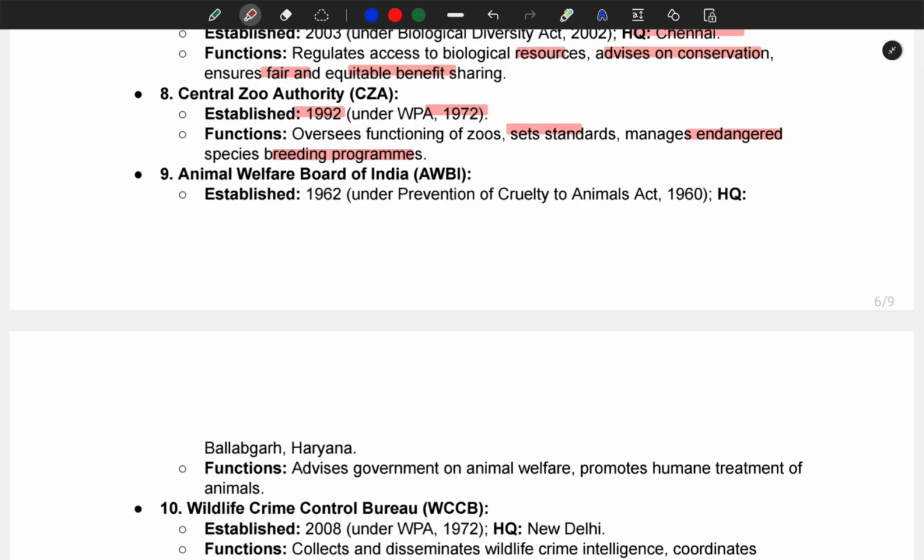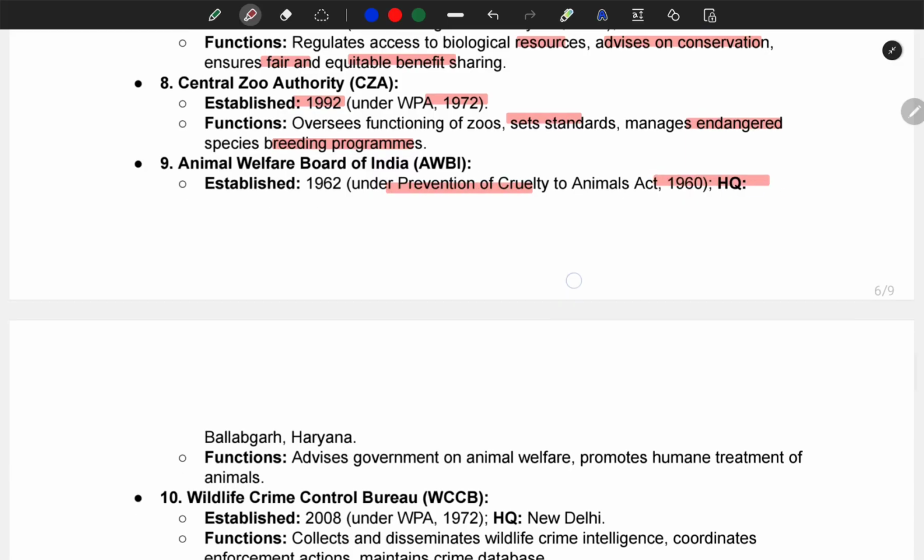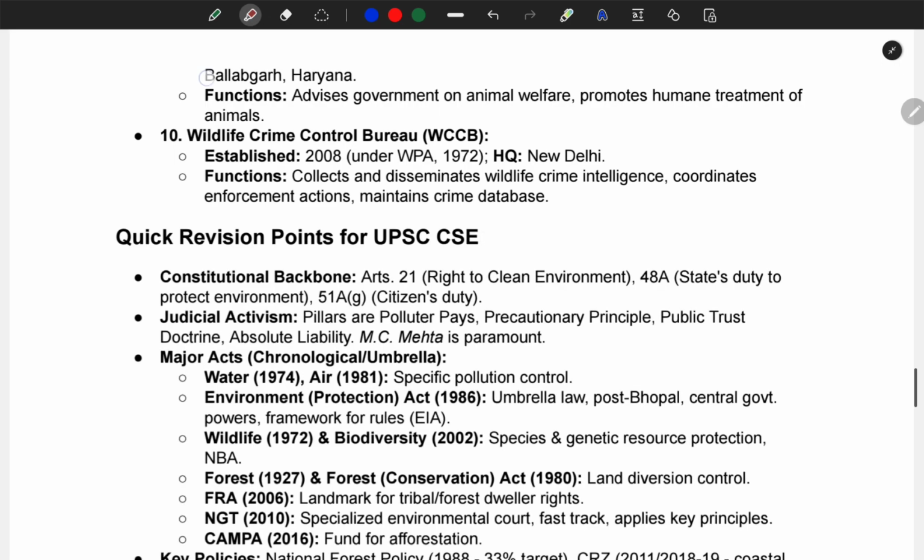Animal Welfare Board of India, AWBI. Established in the year 1962 under Prevention of Cruelty to Animals Act 1960, headquarters Ballabgarh, Haryana. Functions: advises government on animal welfare, promotes humane treatment of animals.